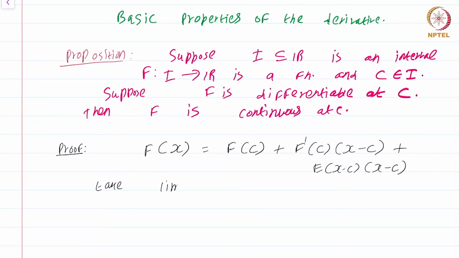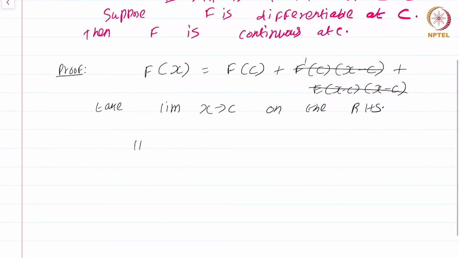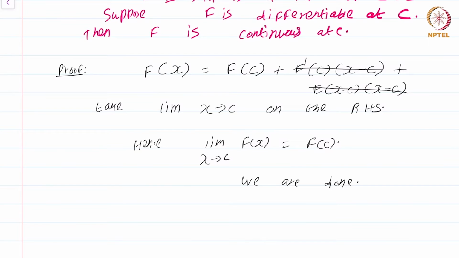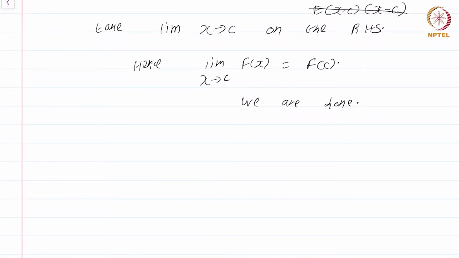Okay, now take limit x going to c on the RHS. This will vanish and so will this, right? Hence limit x going to c of f of x is just equal to f of c. We are done. So we got the proof instantly once we used the interpretation of the derivative as giving a good linear approximation. Many other properties will also follow quite easily from this.